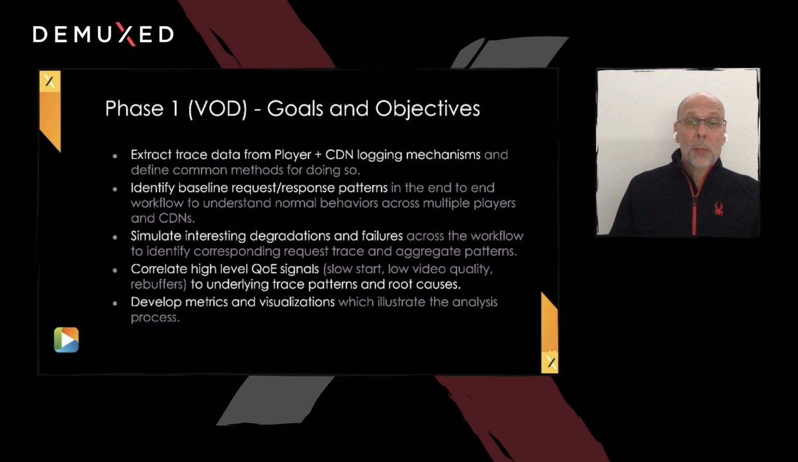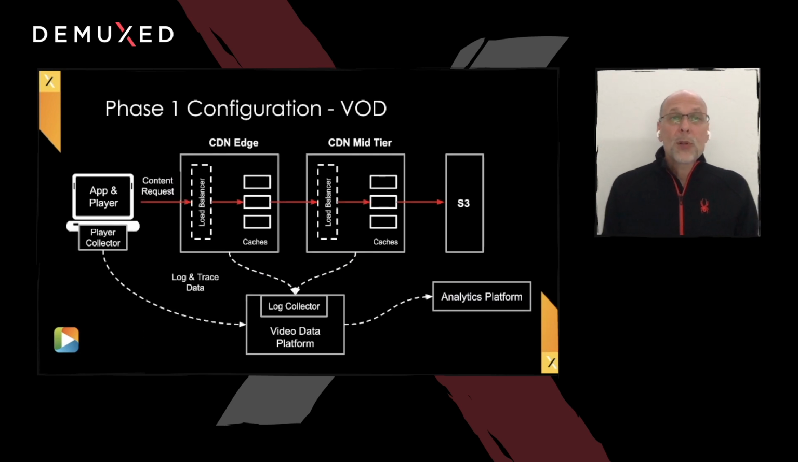Then, of course, we want to develop metrics and visualizations which illustrate the whole process. In terms of architecture, we're keeping it simple. We've got a two-tier CDN configuration, an edge and a middle tier acting to shield S3, which is our origin. We've got an app and a player and a demo app, which I'll show you in a little bit. And then we've got the VDP, which has a player collector pulling information into the VDP platform, and a log collector receiving stream logs, standardizing that data, and then sending it through to an analytics platform.